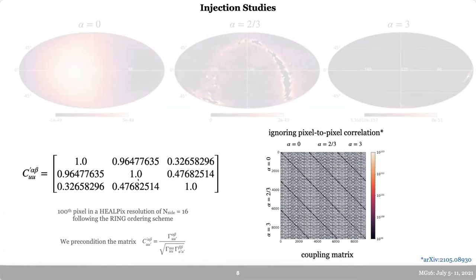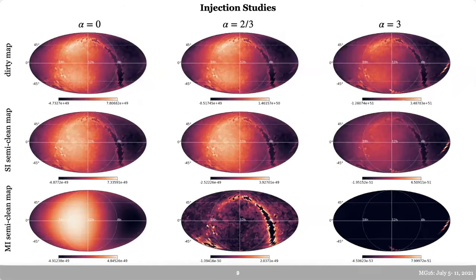Just to get an idea of how the component will look, we consider, let's say, the 100th pixel in a HEALPix map with N-side 16, and it will resemble this. That means this matrix represents the covariance between the spectral shapes, and with the help of this, we will sort out how this will look.